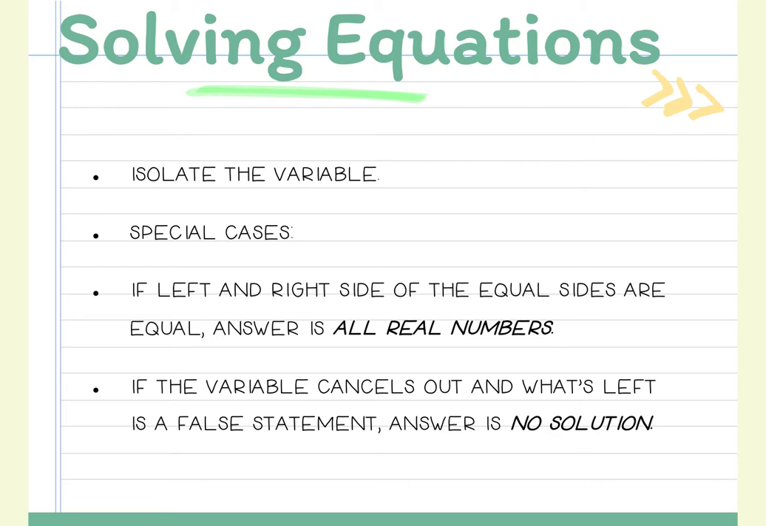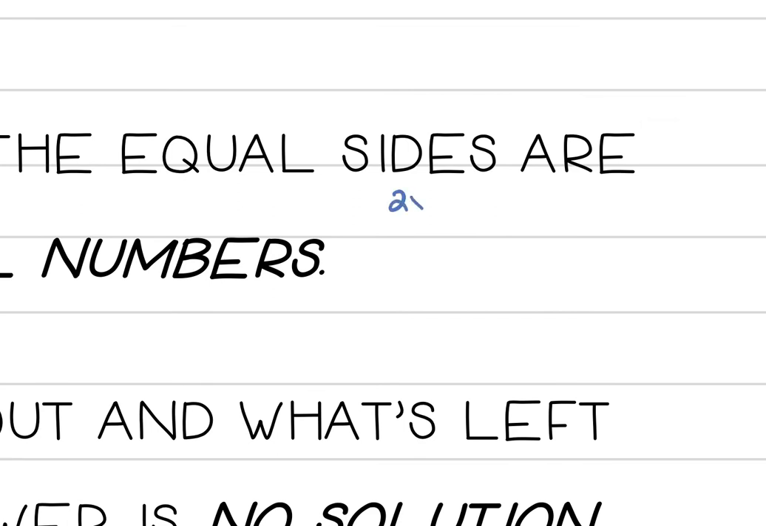The first is if the left and the right sides of the equation, of the equal sign, are equal, then the answer is all real numbers. And that could be at any stage of solving it. So that could be at the beginning if it said 2x plus 10 equals 2x plus 10. That is all real numbers. It could be after we subtract 10 from both sides and you get 2x equals 2x. That's all real numbers. It could be after we divide 2 on both sides and x equals x. That is all real numbers.